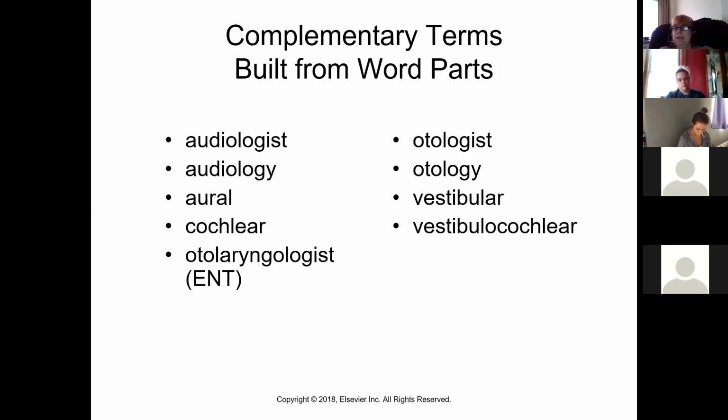An otologist just specializes in surgery on the ear, okay? They are the ones that do the cochlear implants, that type of thing. So these are just all different words that are built from word parts that we've learned in the past, and now we're just adding the ear words into it.